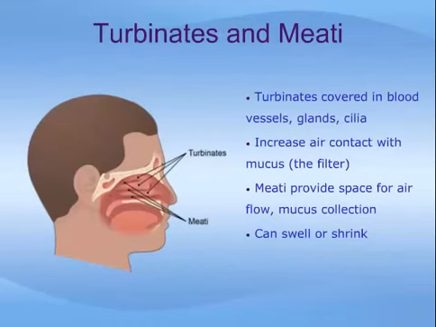The turbinates are covered with a lining rich in blood vessels, glands, and cilia, and like veins in an air conditioner, increase air contact with the mucus, or the filter. The meatai provide space for airflow and mucus collection and can swell or shrink to affect air and mucus flow.